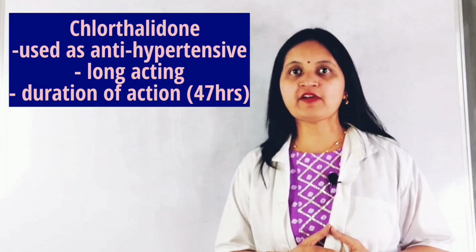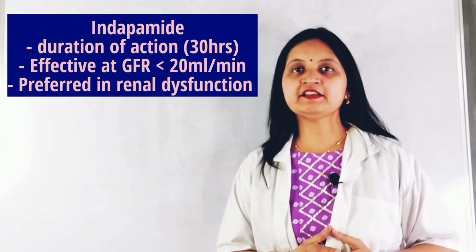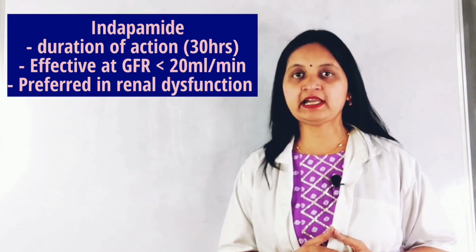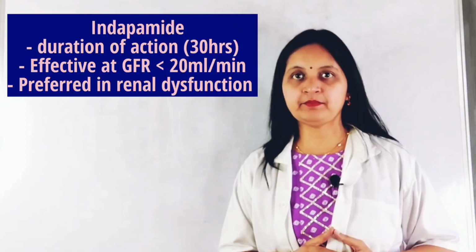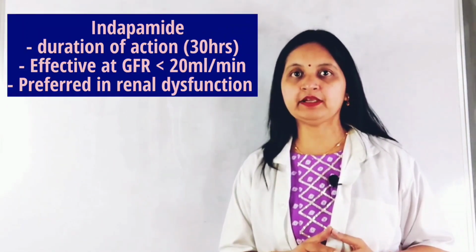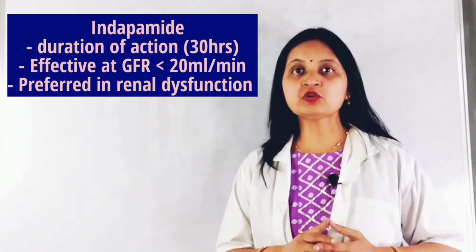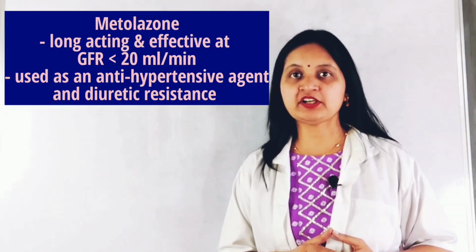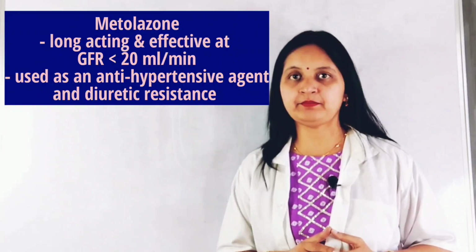Indapamide has a duration of action of 30 hours and is effective at a glomerular filtration rate less than 20 ml per minute. Therefore, indapamide is preferred in kidney impairment. Metolazone also is effective at a glomerular filtration rate less than 20 ml per minute.